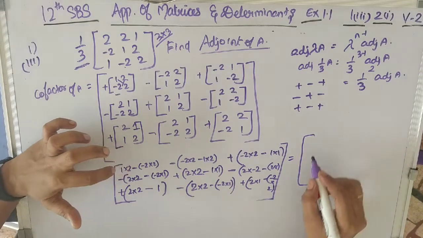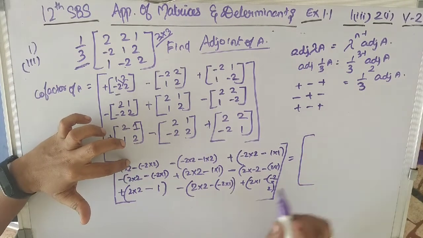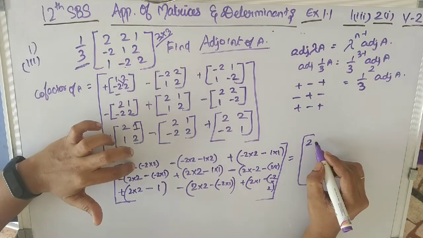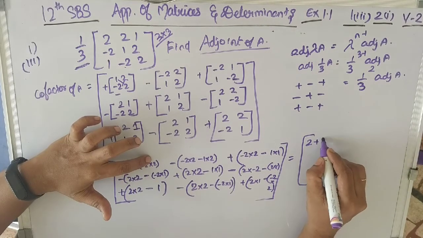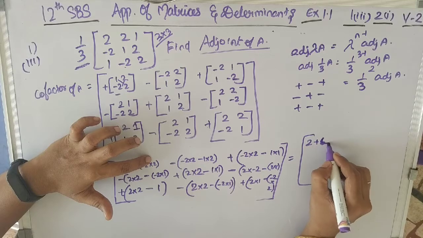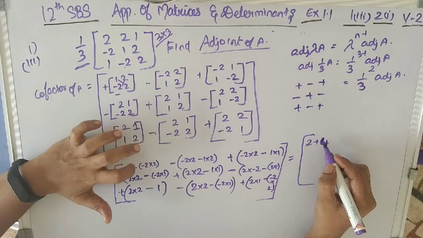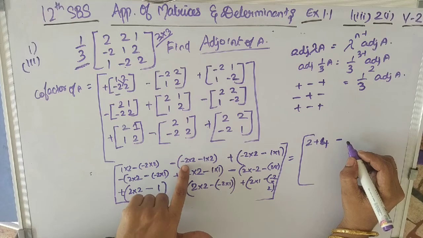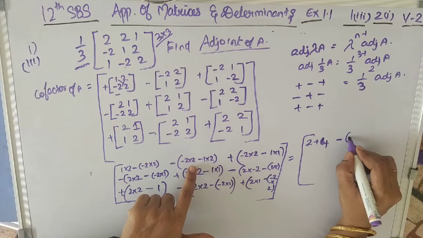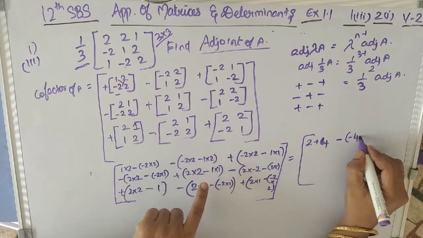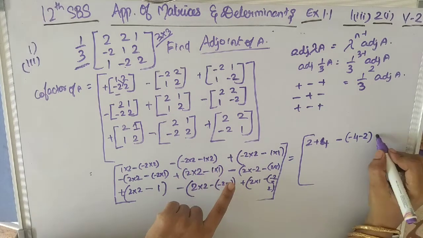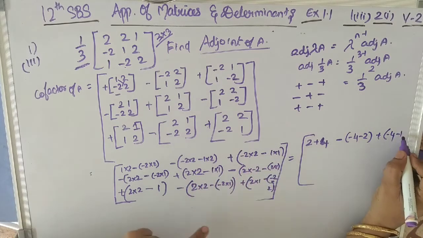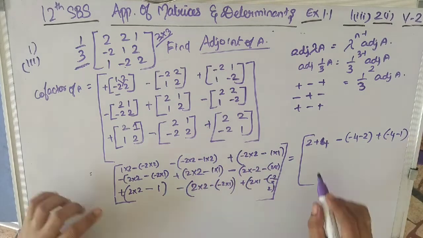Okay. 1 into 2 is 2 minus of minus 4. So plus 4. So 2 plus 4. Okay. Sorry, 2 plus 4. The next place is sign convention is minus. 2 into 2 minus 2 into 2 is minus 4 minus 2. Okay. The next place is plus. Minus 2 into 2 is minus 4 minus 1.